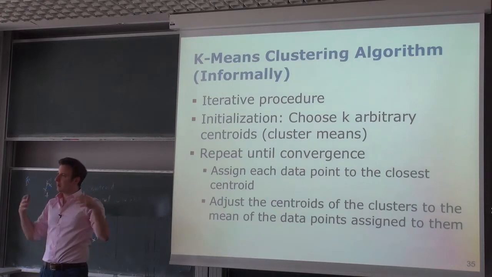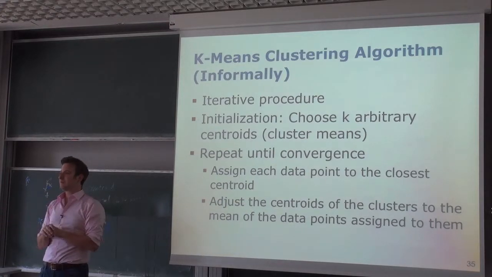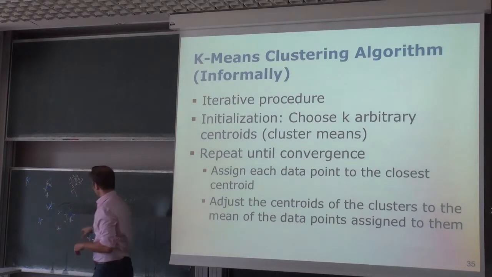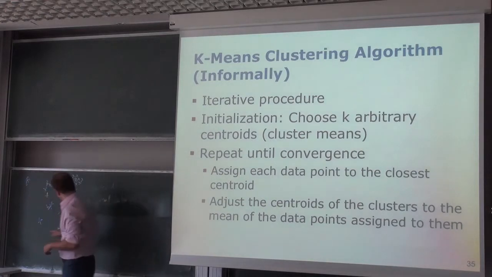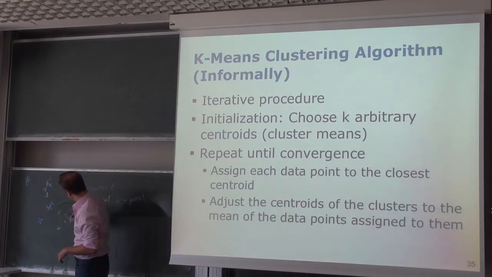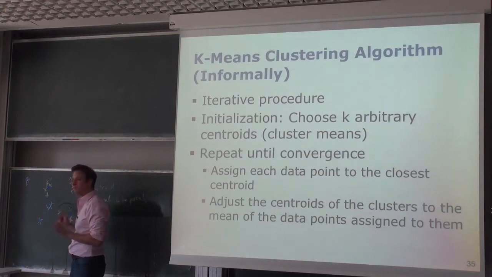I said, okay, now let's recompute those centroids as the mean of all the data points contributing to it. So I compute a new location for the centroid. So in this example over here, where I have not too many white points, this centroid would actually move here. So in the next iteration, this centroid would sit here, because of the mean of these 1, 2, 3, 4 points, for example.